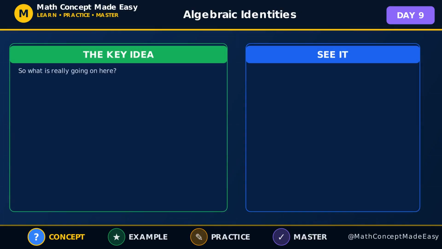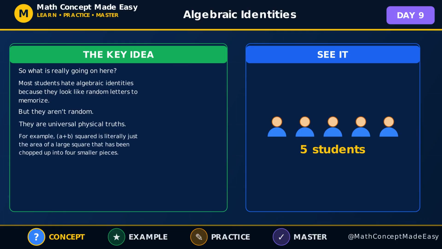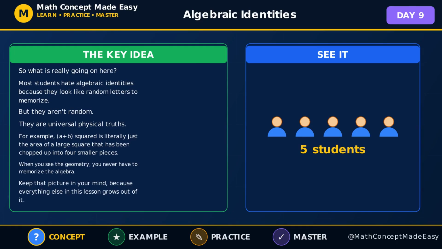So what is really going on here? Most students hate algebraic identities because they look like random letters to memorize. But they aren't random. They are universal physical truths. For example, (a + b) squared is literally just the area of a large square that has been chopped up into four smaller pieces. When you see the geometry, you never have to memorize the algebra. Keep that picture in your mind, because everything else in this lesson grows out of it.